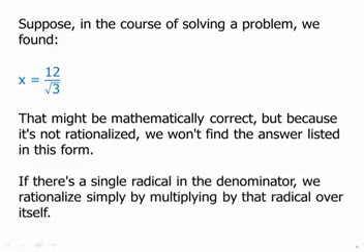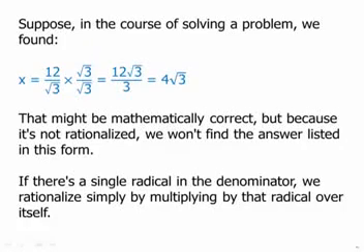If there's a single radical in the denominator, we rationalize simply by multiplying by that radical over itself. So we're just going to multiply by the square root of 3 over the square root of 3. And of course, in the denominator, we get root 3 times root 3. Well, think about this. Root 3 is the number which, when we square it, we get 3. So here we're multiplying it by itself, so it becomes 3. Then we can cancel the 12 divided by 3. That becomes 4. We get 4 root 3. That is the rationalized form. So the answer would never be written in the form 12 divided by root 3. It would be written in the form 4 times root 3.